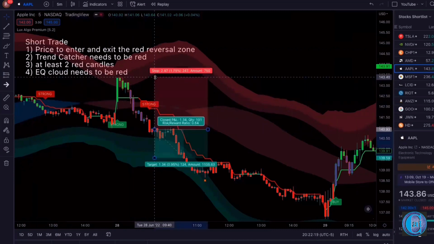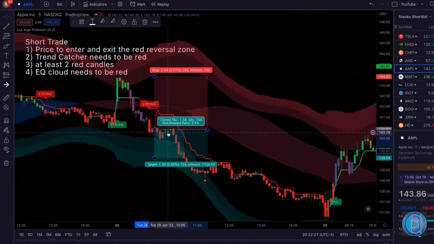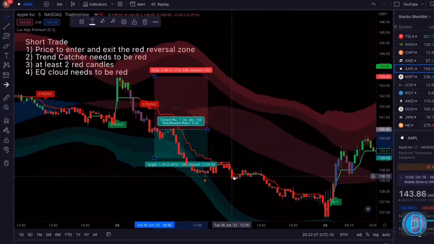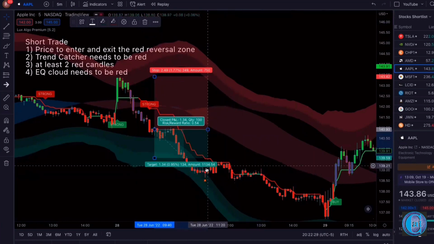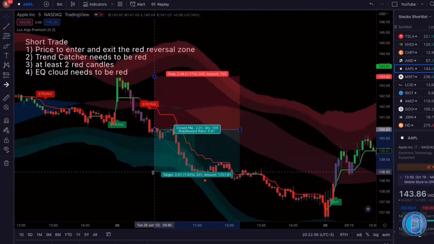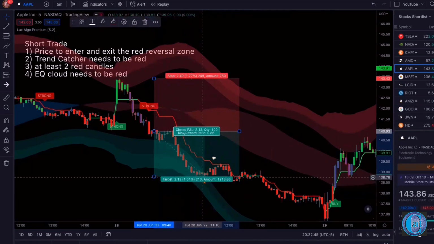Risk to reward, recent swing high. And we're going to get out and we're going to keep hanging on to this trade until the trend catcher turns green again. So it would be on this candle right here. So the risk to reward ratio on that is just 1 to 0.86.